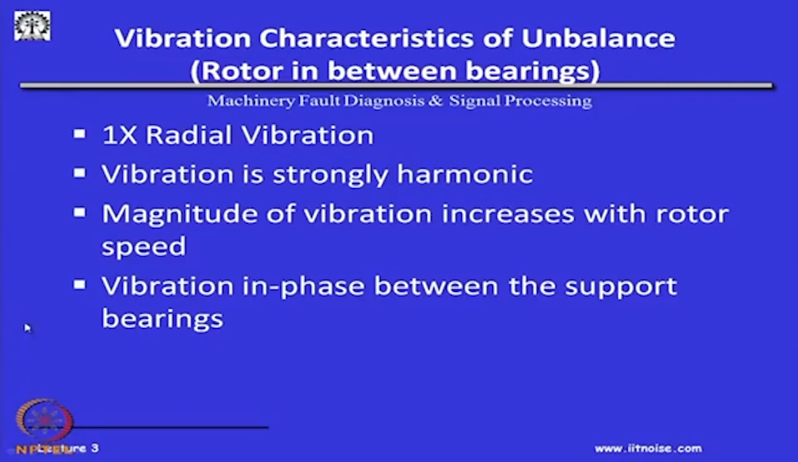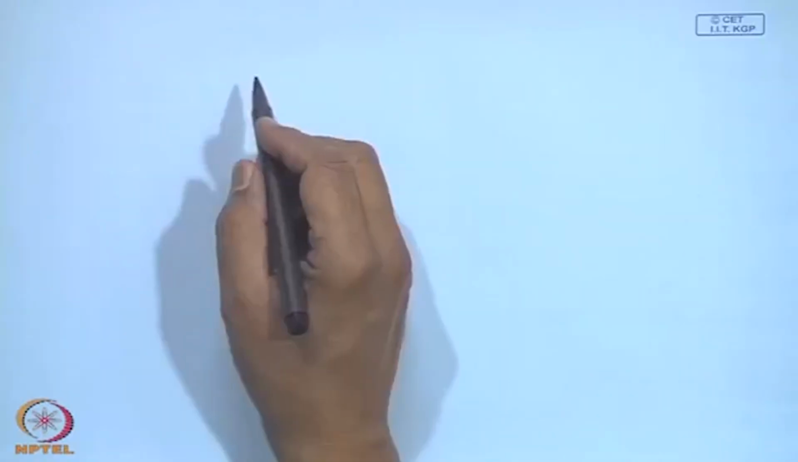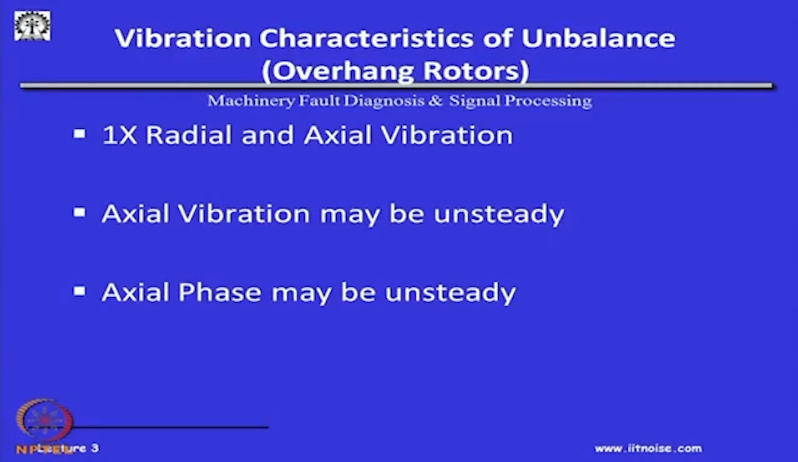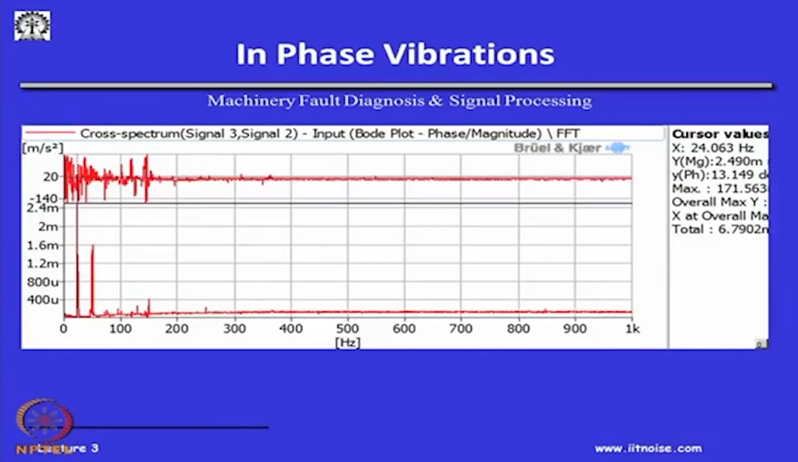Okay. And this configuration is true when the rotor is in between bearings, and as I told you right in the beginning, we are talking about the balancing of rigid rotors in bearings where the rotational speed is less than the critical speed. But there could be another configuration, or before I go there, I just want to show this. This is what we have measured here.